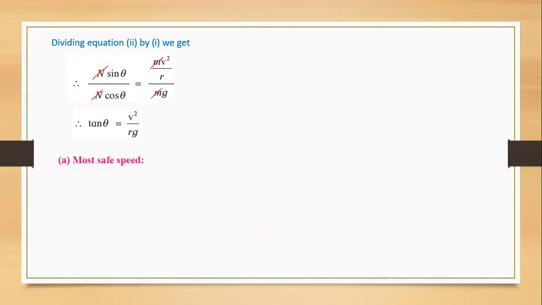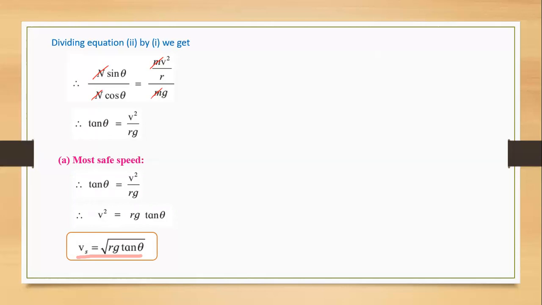Then after that, by using this formula, we can write the formula of the most safe speed of a vehicle. So we know that tan theta is V square by RG. So we have to write the formula of most safe speed, means we have to write the formula of V. So initially we transfer this RG to the left hand side. So we get V square is equal to RG tan theta. Now we write this formula for V. Okay, safe speed. So we get under root RG tan theta. So the most safe speed is given by the formula under root RG tan theta.